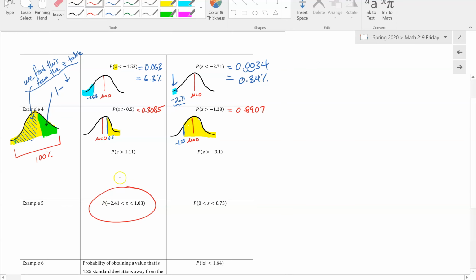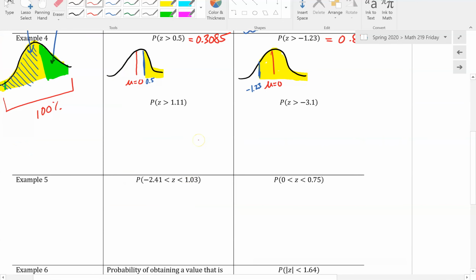Let's do this guy. Now this guy, what this is saying is, okay, I've got a standard normal curve with a mean of 0, because it's standard normal. We're talking z-scores. Now I'm looking for an area in between two z-scores. I've got a z-score of negative 2.41 and a z-score of 1.03, and I want to be in between the two of them. I want to know what's the probability of getting data values that are in that window of standard deviations from the mean.